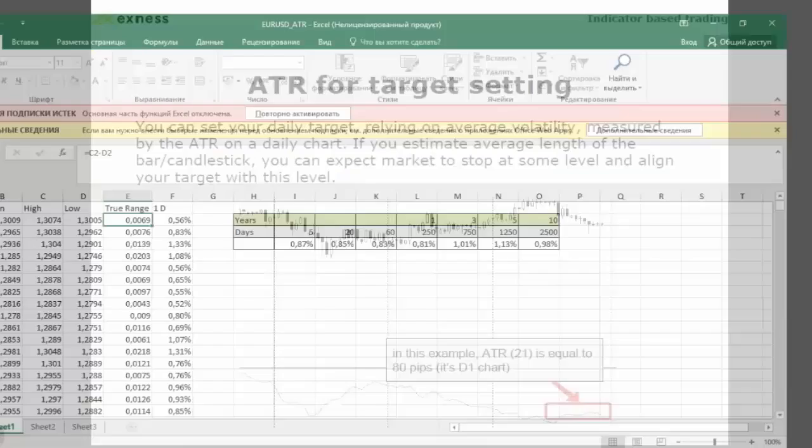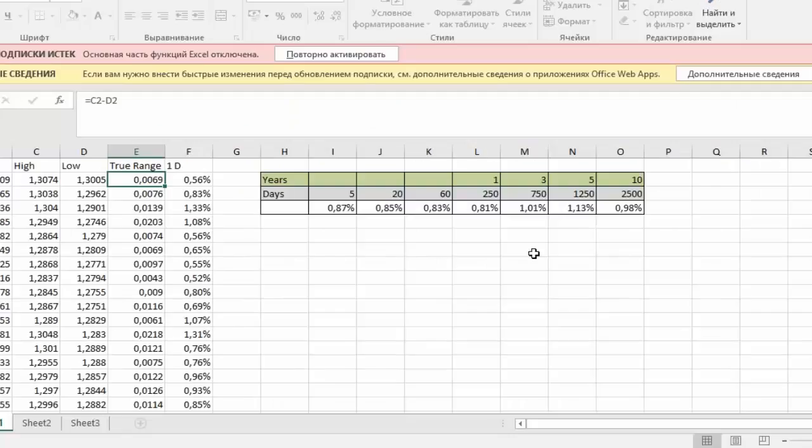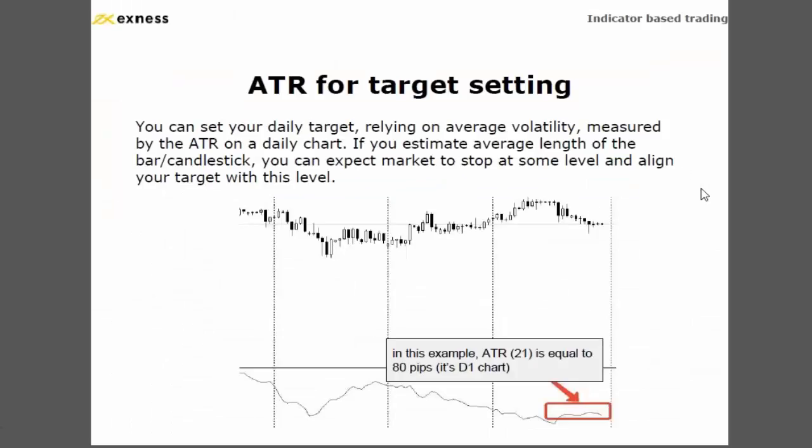And I will show you some figures now, an Excel calculation, and it shows that through the years, if we take 2,500 days, we have volatility of each day close to 1%. It is close to 100 pips. So how can we use this information in our trading? For example, if you have entered the position somewhere on the chart, and you know that the market has already generated 30 pips from the low.